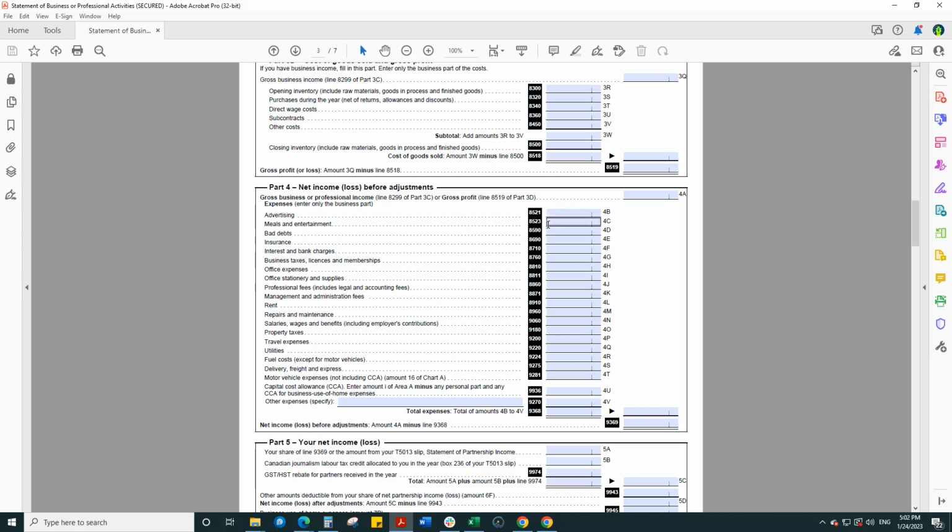So advertising, meals and entertainment, etc. Like I said, if they don't fit into one of these categories, you can add them in under the other, and then you have to specify what it is. And also, just a couple notes here.